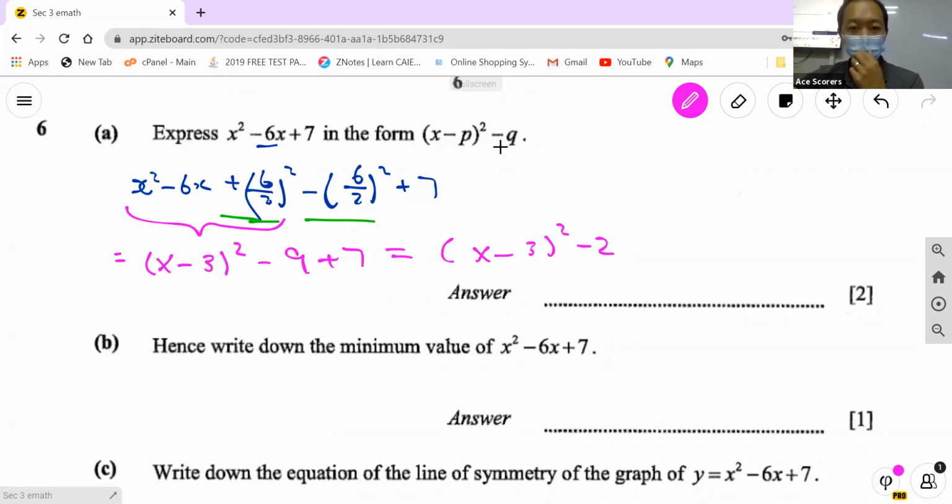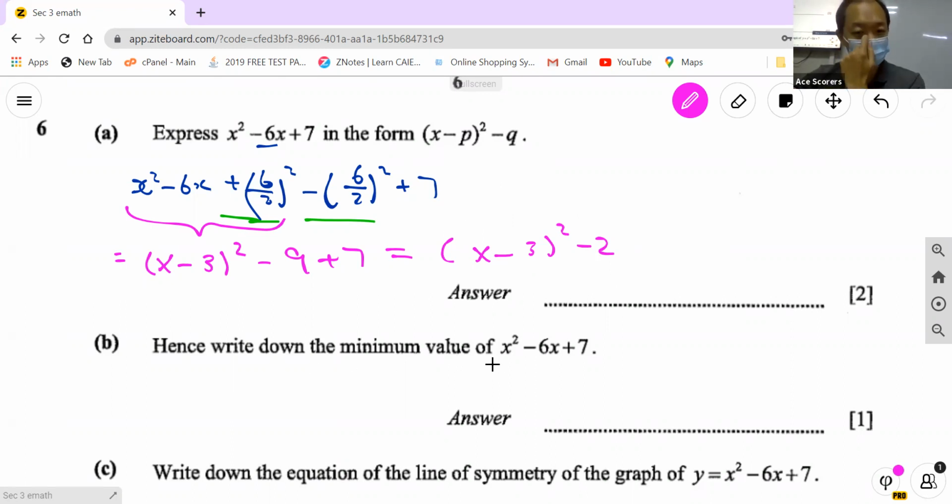So what is our p and what's our q? We don't need to identify p and q, just write down this whole thing. So this is our answer right here: (x minus 3) squared minus 2.